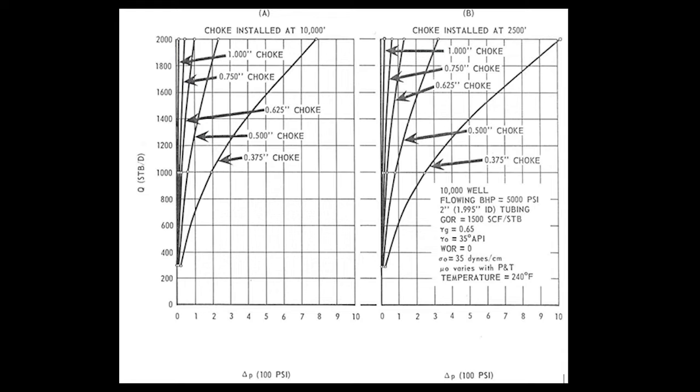In example A, the chokes are installed at 10,000 feet, while in example B, they are installed at 2,500 feet. Even though the flowing bottom hole pressure is set at 5,000 psi in both scenarios, the pressure drop is consistently greater for the shallower installation.